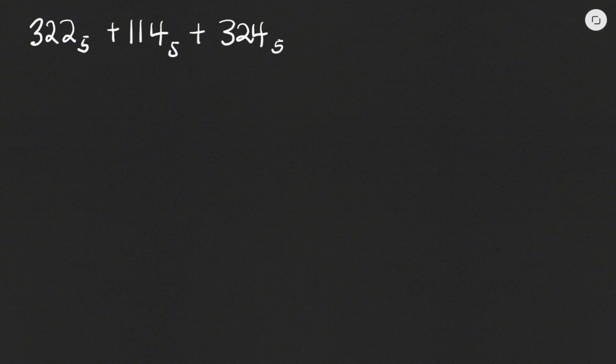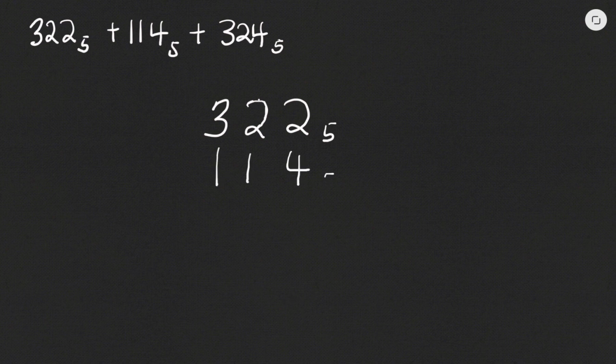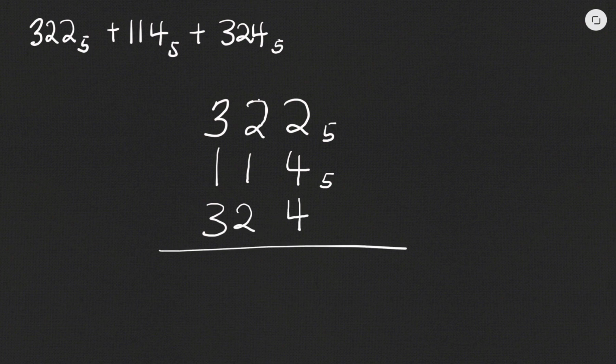Now, if you look at this, we are dealing with base 5 over here. So it means that when we add, we shouldn't have any number that exceeds 5 in our result. So let's proceed to look at the solution to this problem. So I have 322 base 5. Then I have 114 also in base 5. Then I have 324 also in base 5. So my answer as well will be in base 5.